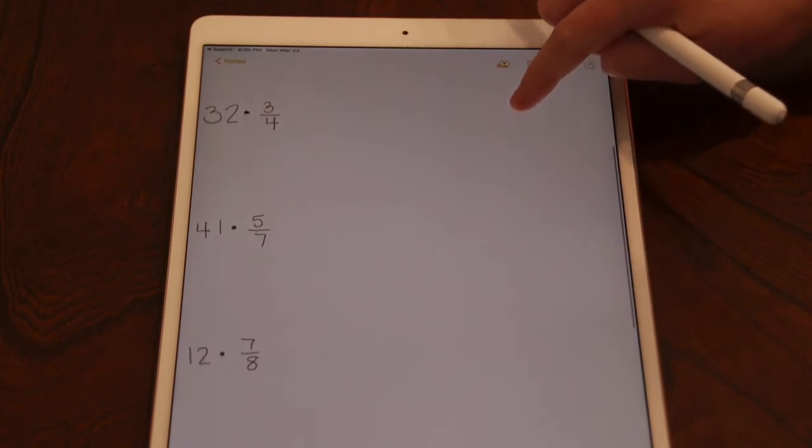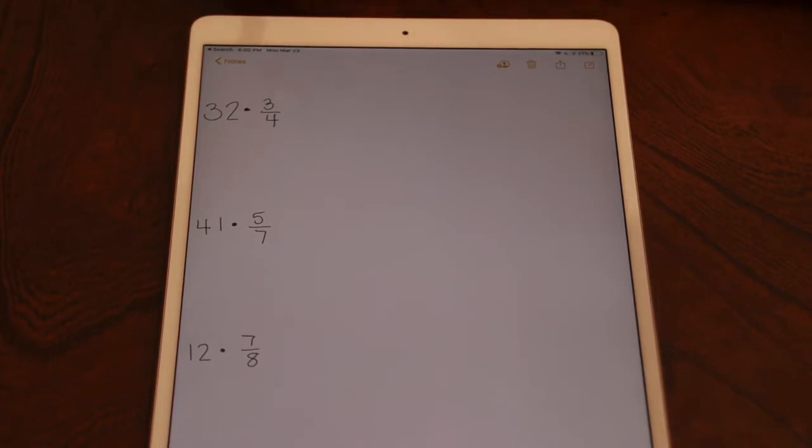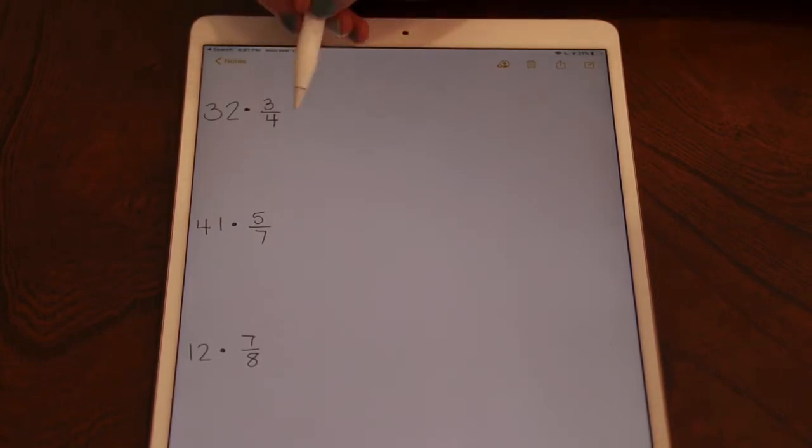Okay, let's look at the next one. I have 32 times 3/4. I could draw my model. I could do the repeated addition. But wow, adding up 32 threes would be a lot. So instead, I should use my teacher's trick and do the shortcut.